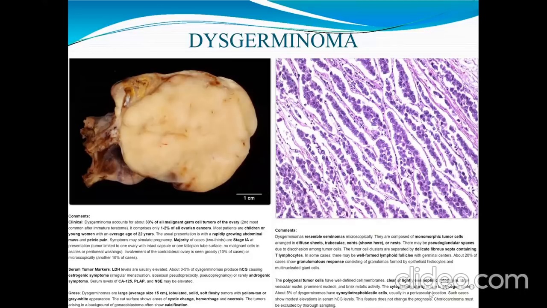The tumor cell clusters are separated by delicate fibrous septa containing T lymphocytes, and in some cases there may be well-formed lymphoid follicles. The polygonal tumor cells have well-defined cell membranes, clear or lightly staining eosinophilic cytoplasm, large vesicular nuclei, prominent nucleoli, and brisk mitotic activity. The cytoplasmic clarity is due to glycogen content.